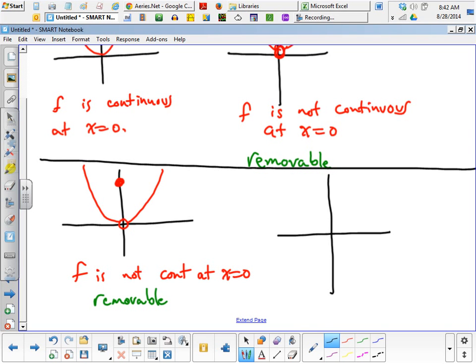Our next one is just kind of hopelessly broken. I suppose you could repair it, but it's considered not removable. Because even if you drop that red point into the hole, the right half of the graph still won't match up with the left, so the limit's broken and the point's missing. So this is not removable. So f is not continuous at 0. This is not removable.